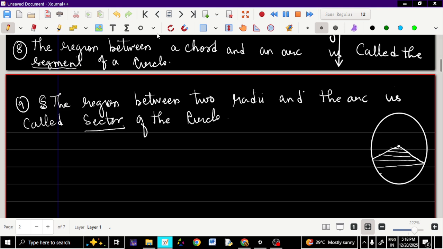Again, you must have observed that there will be two sectors. The region between two radii and the minor arc is called the minor sector. And the other region is called the major sector. So a sector is basically the region between two radii and the arc of the circle.